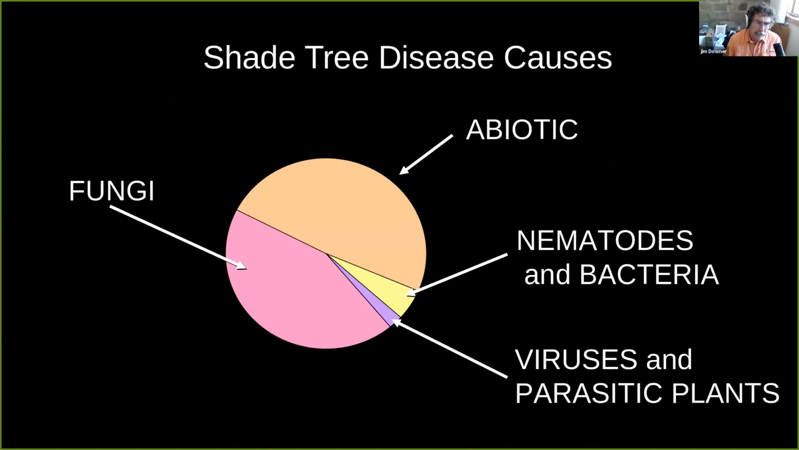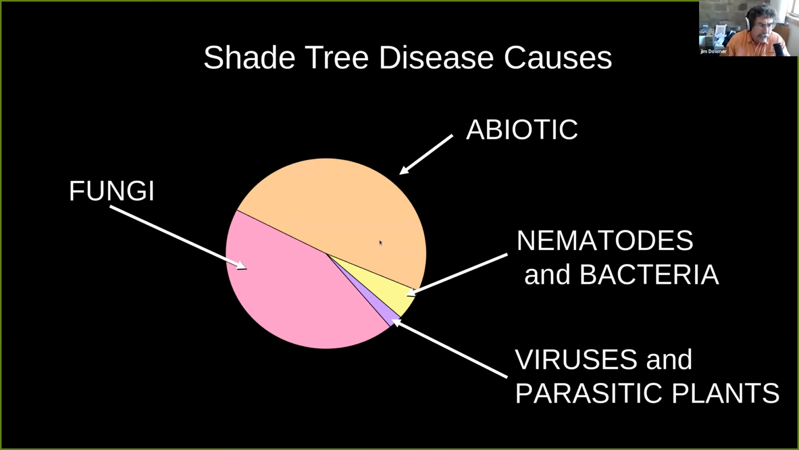So this is not really any particular data. It's just sort of from my head. It's diagramming how important different kinds of pathogens might be to shade tree diseases overall. And you see I've got the biggest section of the pie is abiotic, because the non-biological things that happen to trees are so common, especially in the urban environment.